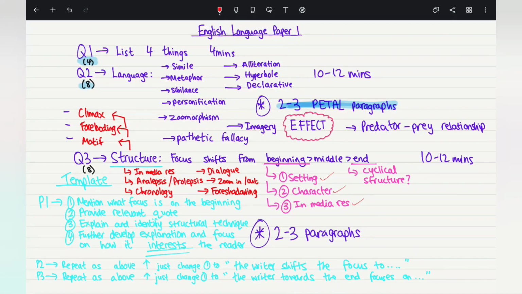So again, just to wrap up this video, structure is how the text is organized, and you need to look at the focus shifts. What is the focus in the beginning? What is the focus towards the middle? What is the focus towards the end? And each paragraph that you write, you need to support it with a relevant quote and identify any structural devices. And importantly, of course, tell us how it is interesting for the reader. So make sure the explanation here is effective and it's detailed as well. So how does it influence readers? So that's something for you to talk about.